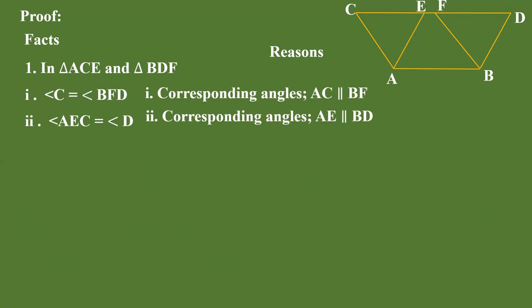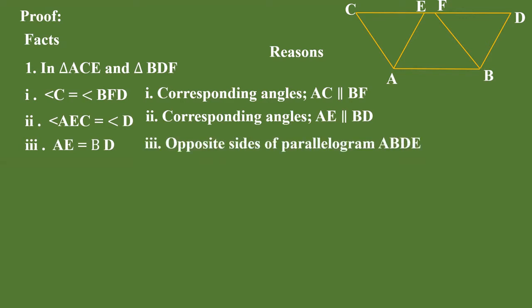Now, let's find out the one side. So we can say that AE is equal to BD, right? AE is equal to BD. It is the opposite sides of the same parallelogram ABDE, right? Opposite sides. So we have got here angle, angle, side. So we can say that triangle ACE is congruent to triangle BDF. And what's the reason? By the angle side axiom.